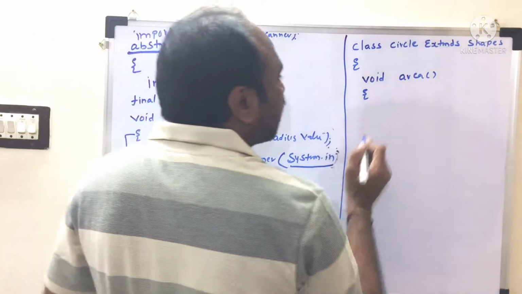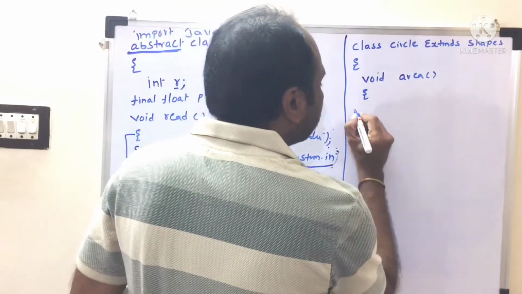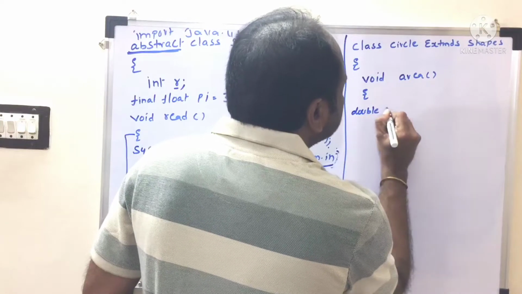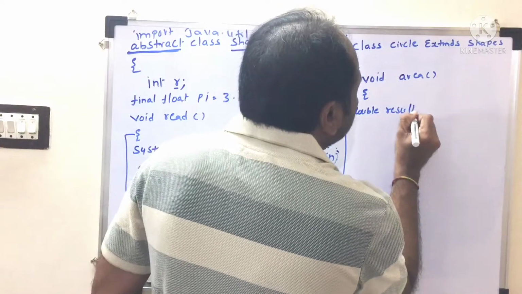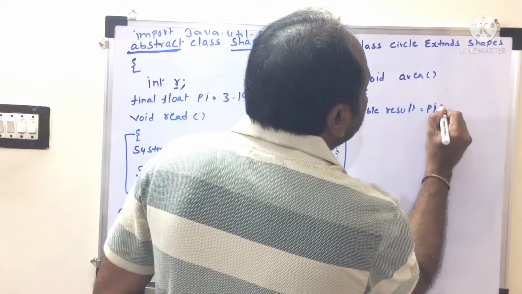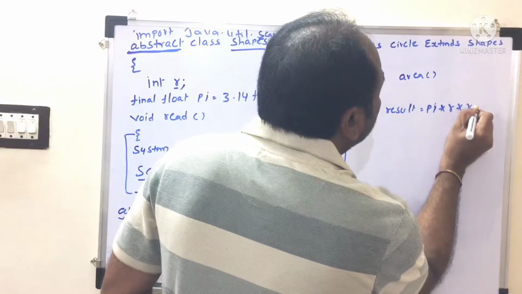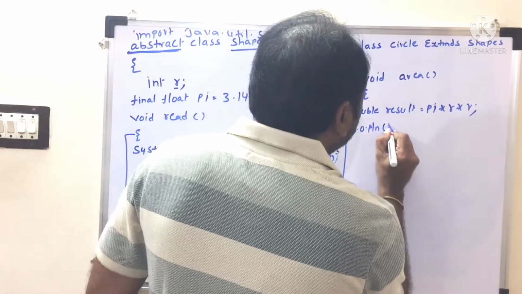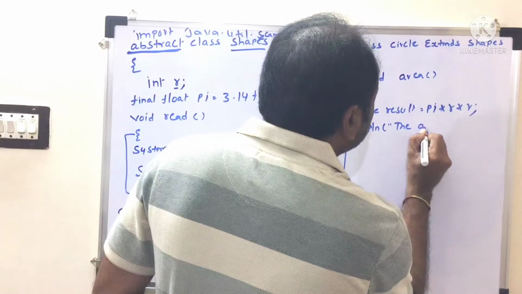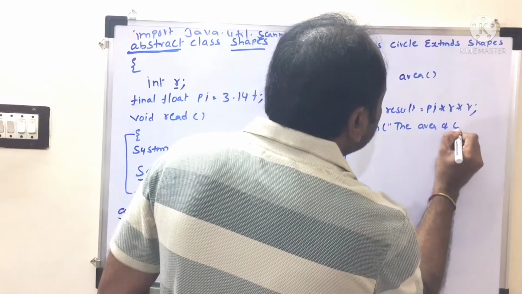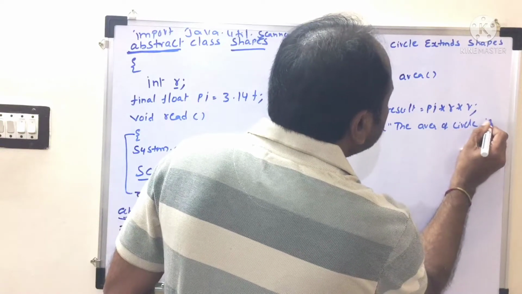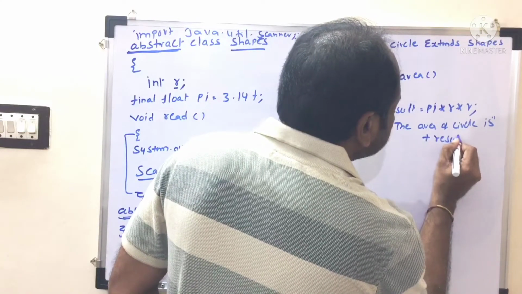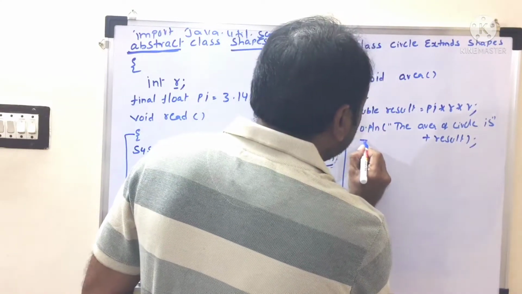What is the formula to calculate the area of circle? Double result equal to, you have to write pi into radius into r. System.out.println, the area of circle is, plus result. It will calculate the area of circle.